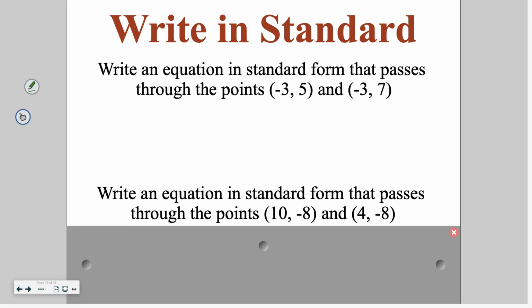We can also write in standard form when we have these vertical or horizontal lines. So if we look here, both of my x values are equal to negative 3. So I simply write that x is equal to negative 3. That's the only information they give us, so that's the only information I can use to write the equation. Go ahead and try writing this one on your own.